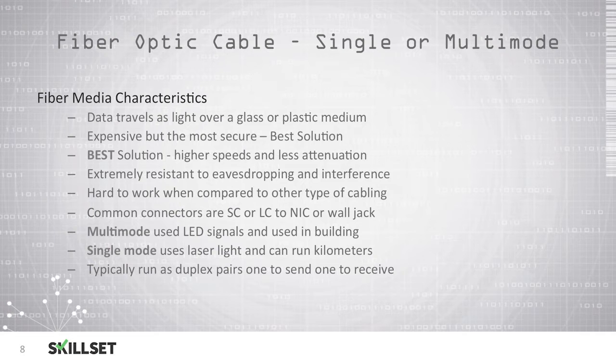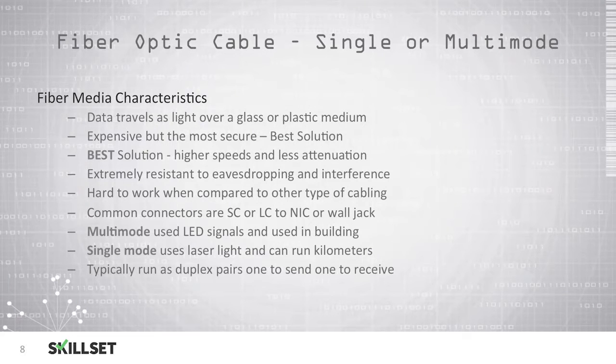Fiber optic cable can be either single mode or multi-mode. Fiber optic cables transmit light over glass or plastic rather than using copper wires. This is the most expensive solution, but is also considered the most secure, and it should be considered the best solution because it provides higher speeds and less attenuation. If you see a question on the CISSP examination regarding the best type of cabling, fiber optic would most likely be the answer, because when they are looking for the best solution, money does not matter.